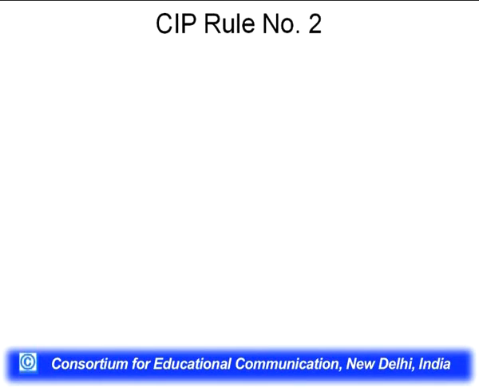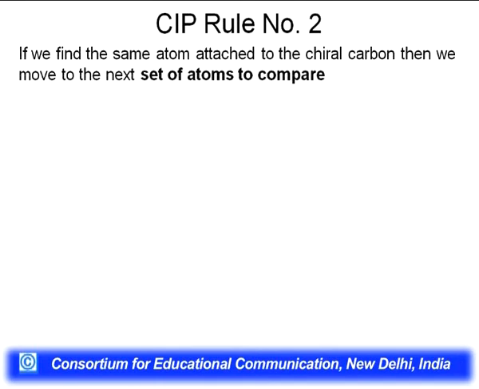Moving on to the second rule. Second rule, what is it? It says that if we find the same atom attached to the chiral carbon, then we move to the next set of atoms to compare. What do we mean by this? This is very important to understand because usually we get these types of questions in the exams or any other queries which are made to us.